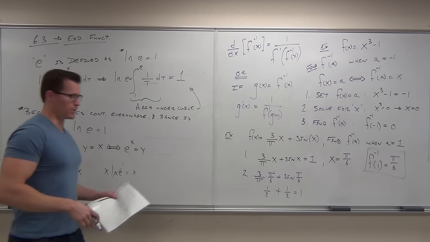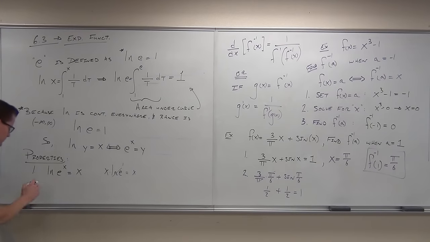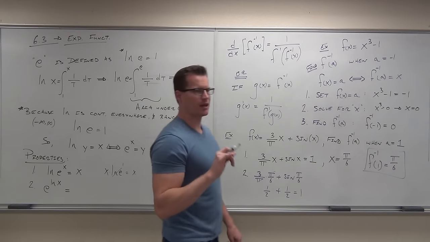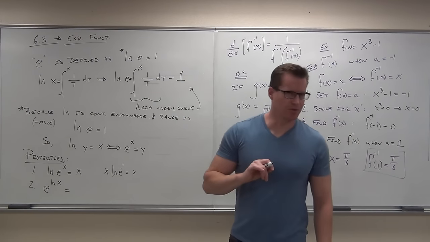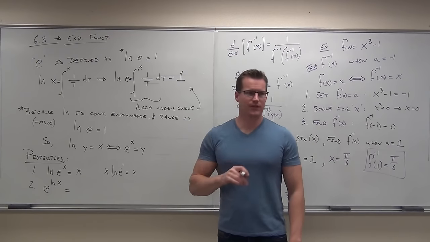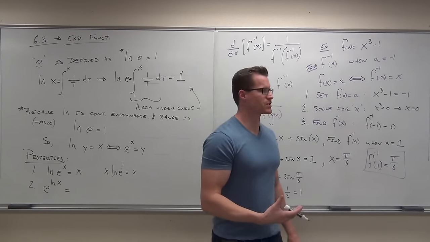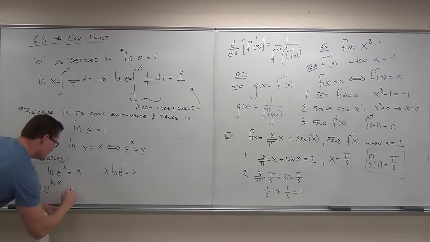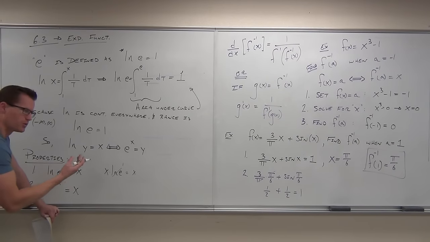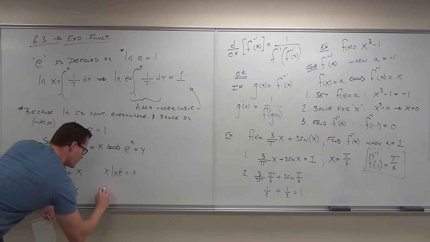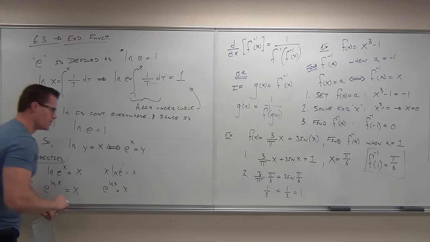Number two, the other one. If we have e to the ln x, do you know how much that's equal to? It's equal to x. It's also equal to x for a very similar reason. So this also equals x. I can actually prove it to you if you really want me to. Here's the proof. If you have e to the ln x equals x, check it out.